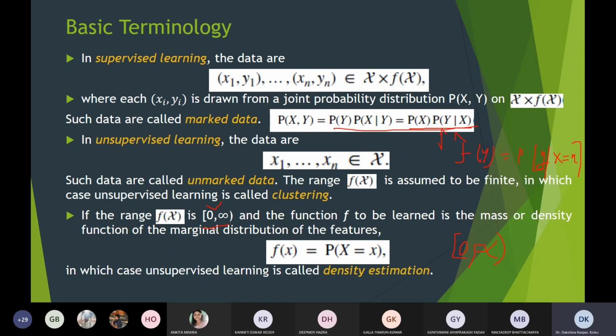If the range is this interval and the function f to be learned is the mass or density function of the marginal distribution of the features, then we can write f of x equals p of capital X equals small x. Here capital X represents the feature vector and small x represents the feature point. In this case we call the unsupervised learning problem density estimation, where we estimate the density of the features from the unobserved data.